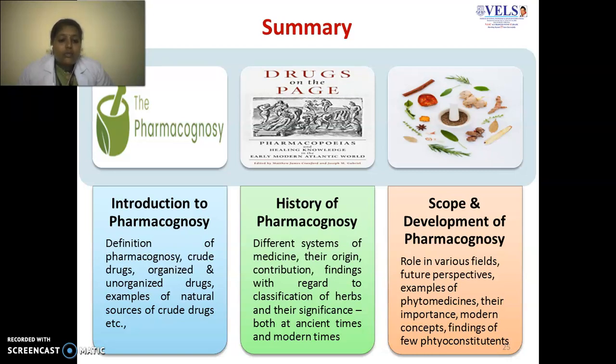And the next was about the scope and development of pharmacognosy, where we have seen the role of pharmacognosy in different fields like therapeutic activity, the herbal cosmetic industry, and marine flora and fauna. We have seen how it is used in bulk drug preparation, etc. The future perspectives, and examples of some phytomedicines which have been used from ancient times, have also been discussed. These modern concepts, and how they can be applied to the present scenario, are also discussed in this presentation.